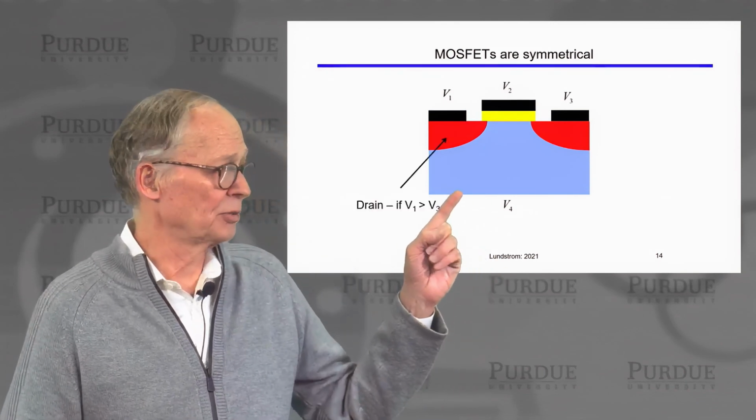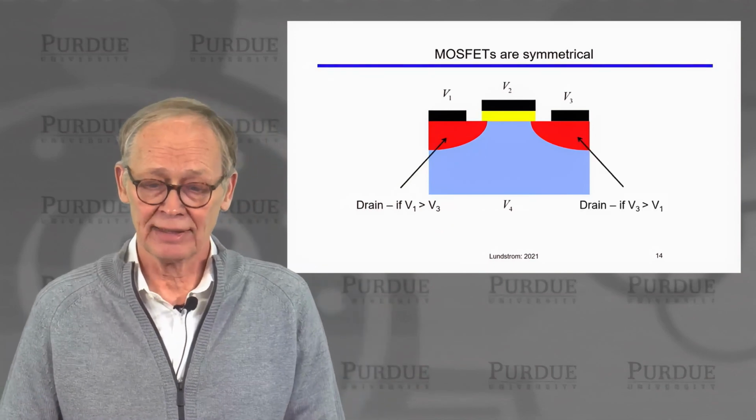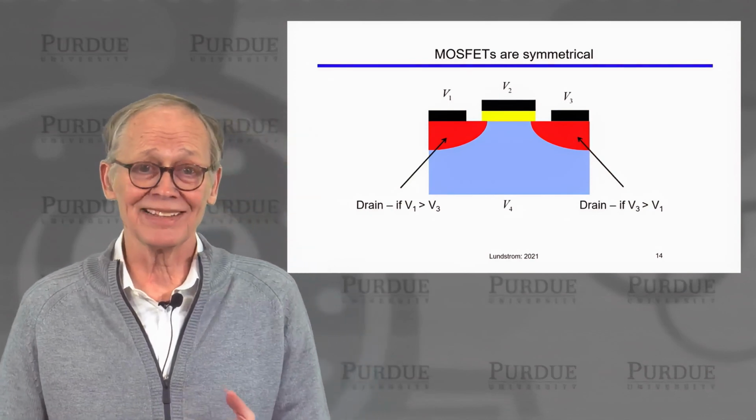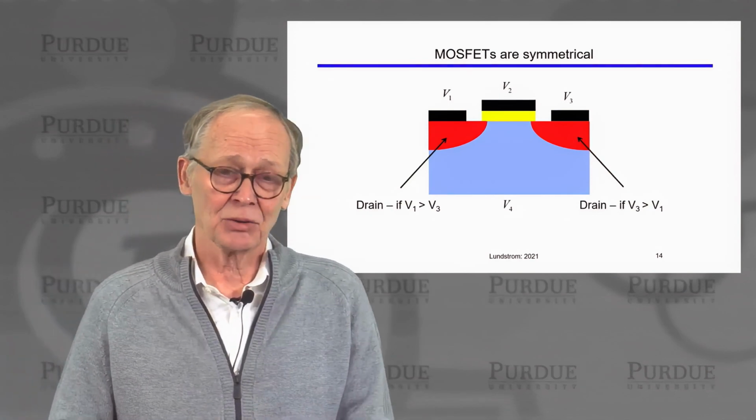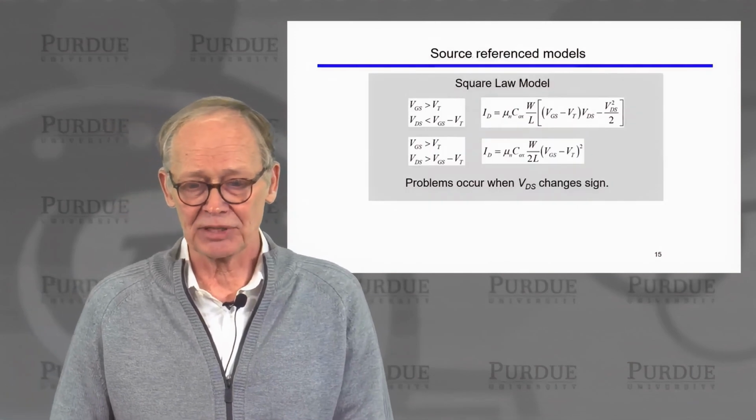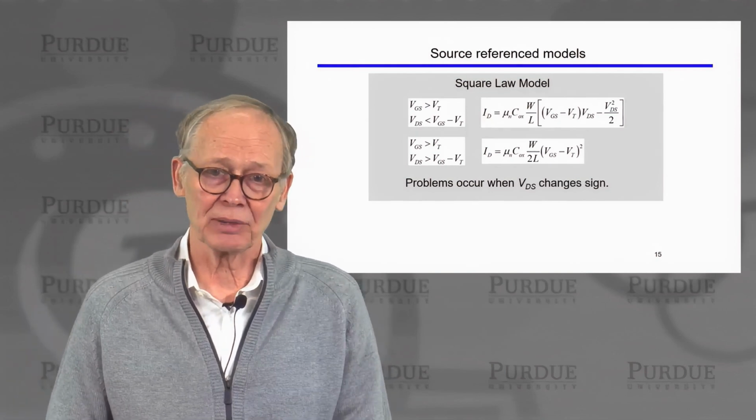So if the voltage on terminal 1 is more positive than the voltage on terminal 3, then it's the drain. And if the voltage on terminal 3 is more positive than the voltage on terminal 1, then it's the drain. So the role of the source and the drain could be changing throughout the operation of the circuit. That can create a problem if the model is source referenced.